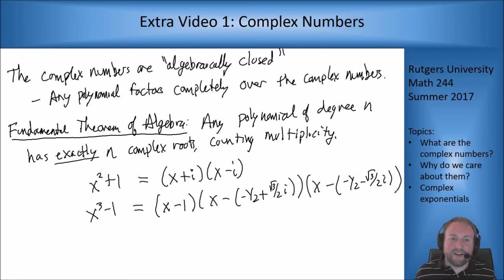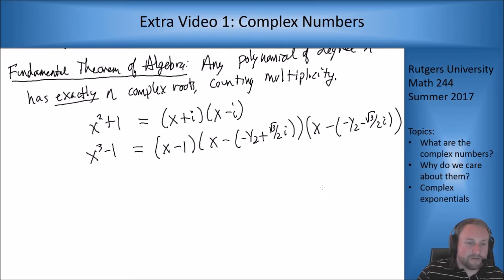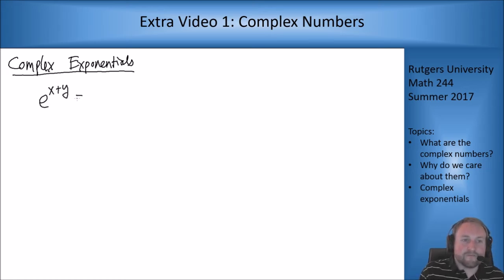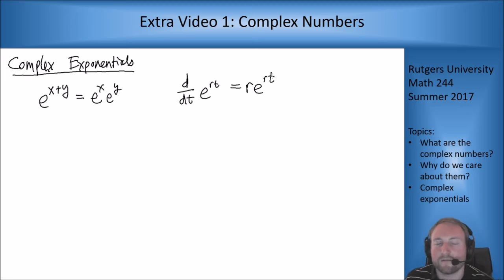Now the second way that we need to use complex numbers is using complex exponentials. So let's go into looking at that a little bit. Even though we're over the complex numbers, our properties of exponentials still hold. Namely, for any two complex numbers x and y, e to the x plus y is the same thing as e to the x times e to the y. And if I take a derivative of e to the rt, whether r is real, complex, or anything, I still get e to the rt times r. So these properties still hold even if things are complex. That's not too much of an issue.